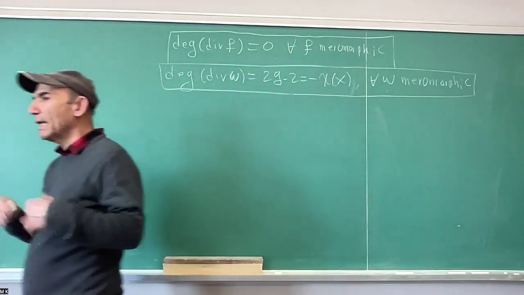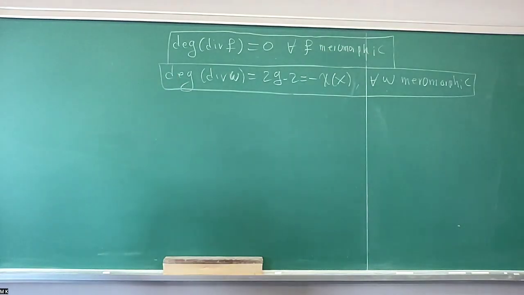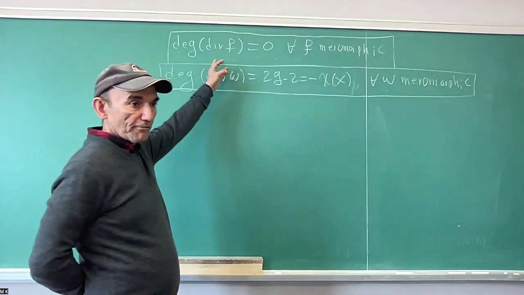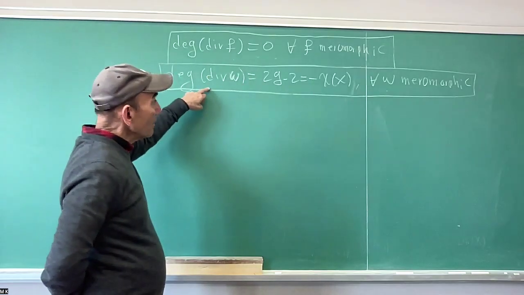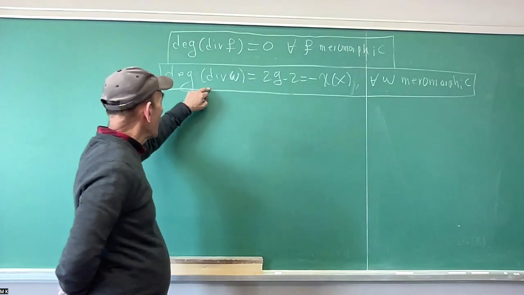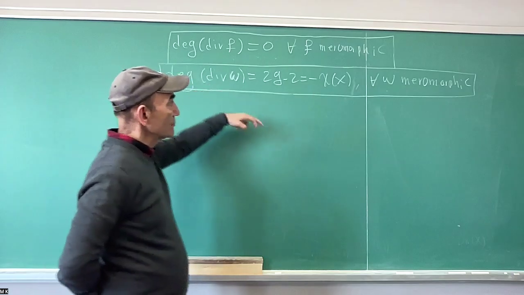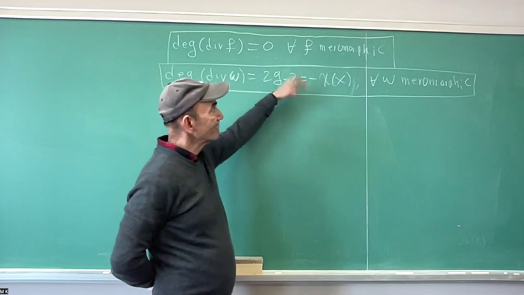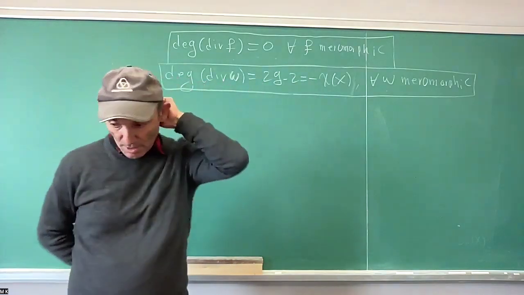So we showed, several lectures ago, that for any meromorphic function, the degree of its divisor is always 0, independent of f. And for any meromorphic 1-form, the degree of its divisor, we just proved, is 2g minus 2, which is minus the Euler characteristic of X.